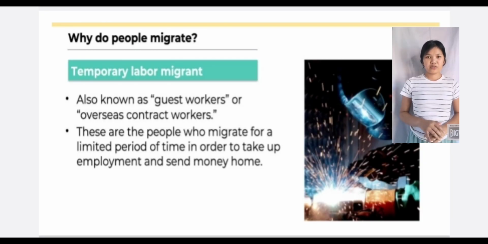Temporary labor migrant, also known as guest workers or overseas contract workers. These are the people who migrate for a limited period of time in order to take up employment and send money home. So, from the word temporary, these are the people who work in another country for a limited time. Like for example, OFWs who have contracts to work in Thailand or Europe within 2 to 6 years. After that, they can return to the Philippines. That is why they are called guest workers, which means they have no right to stay in that place.